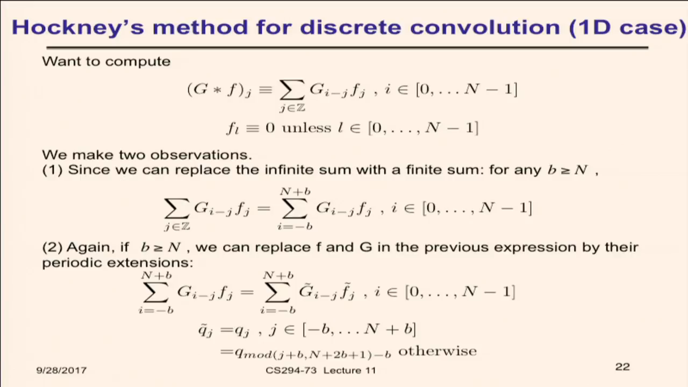One is that we can replace the infinite sum with a finite sum. For any b greater than n, the sum over the whole interval is the sum over j from minus b to n plus b of g of I minus j, f of j. I will fix all the indexing problems and put the revised lecture out on the Git site. This is for I going from 0 to n minus 1. So this not only says that I can pick a finite interval, but it says how big that interval is going to be. And not surprisingly, it essentially is doubling the size of your problem.